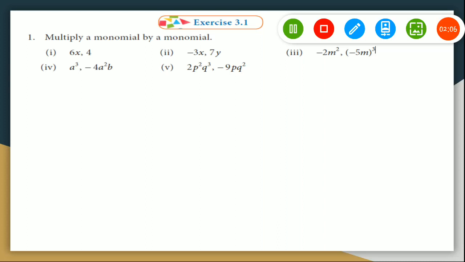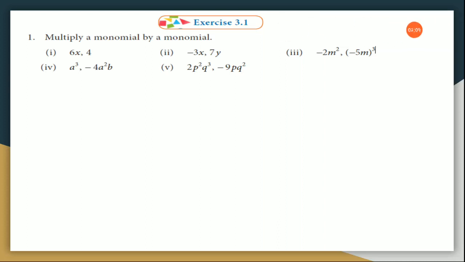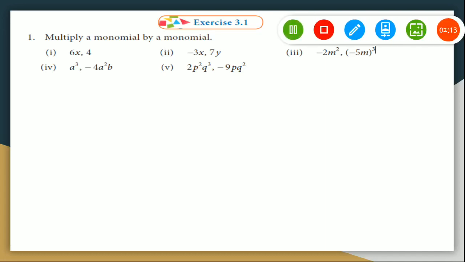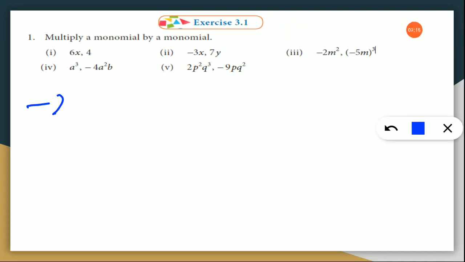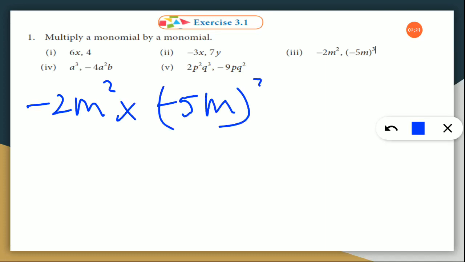Now, in this, we will solve one sum. Shall we solve this third subdivision? Minus 2m square into minus 5m power 3. Okay, you are going to multiply these two terms. That is, we are going to multiply two monomials.